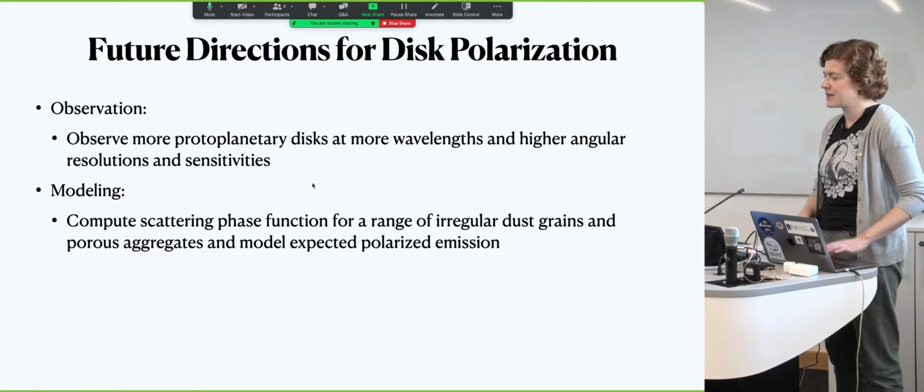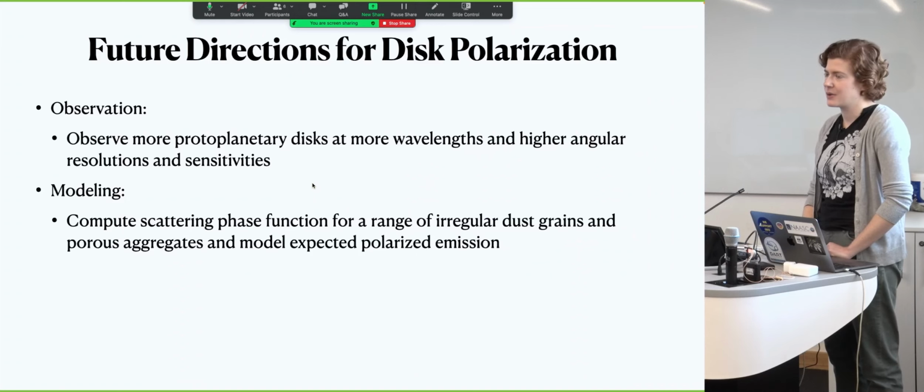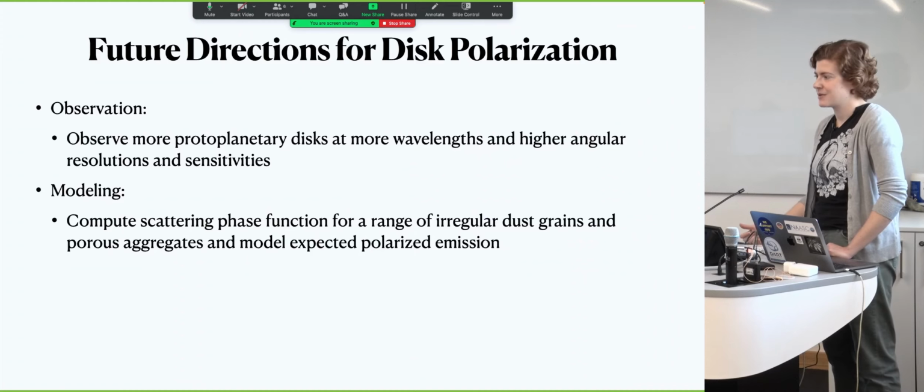And both of these in combination, I think, are going to go a long way towards nailing down how big the dust grains in these planet-forming disks actually are, which is really important for all kinds of studies into planet formation.